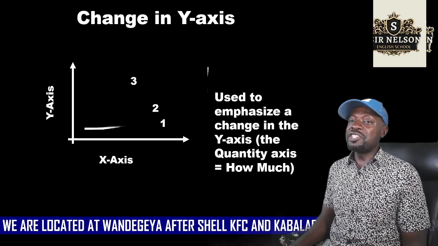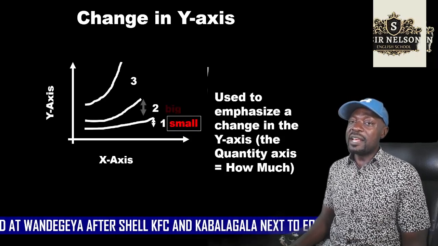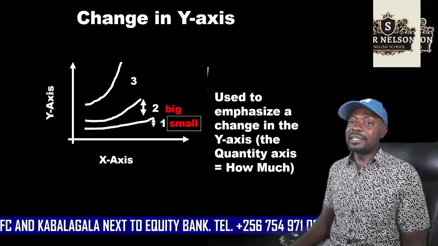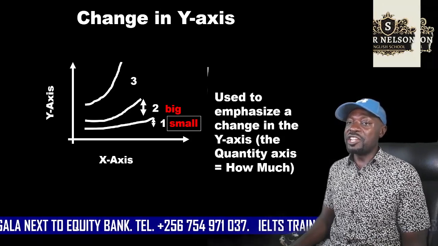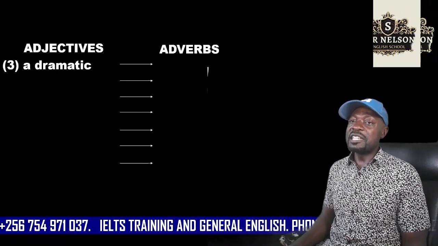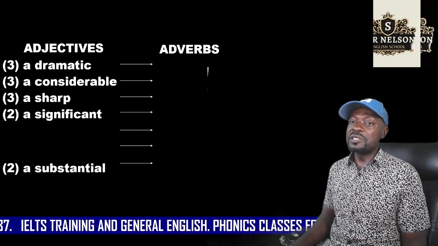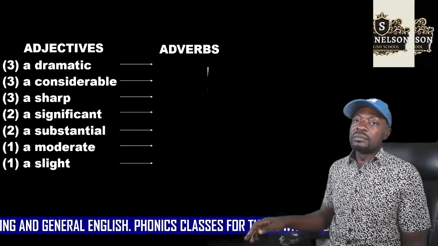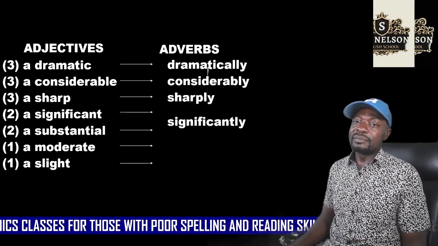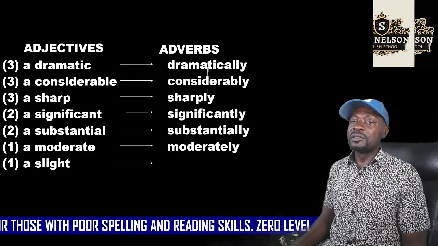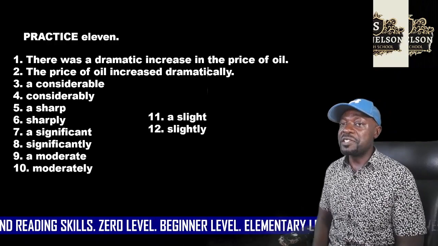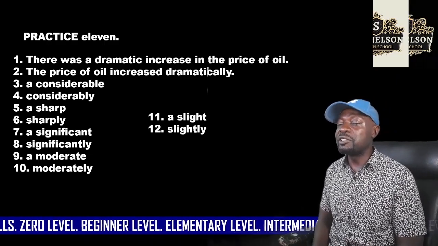We also have change in the y-axis. The y-axis is also called the quantity, the number axis. It can be a small change in the number, a big or a very big. We use adjectives and verbs. We can use dramatically. In a sentence, we can say there was a dramatic increase in the price of oil. The price of oil increased dramatically.